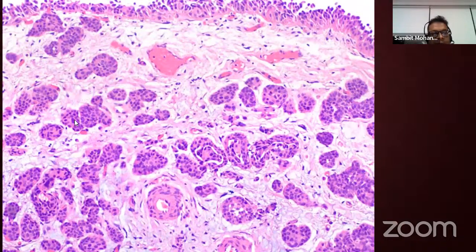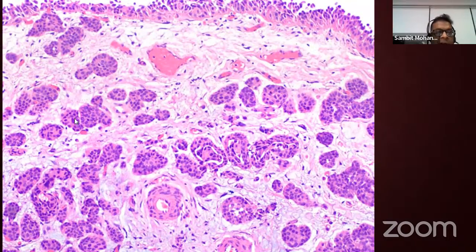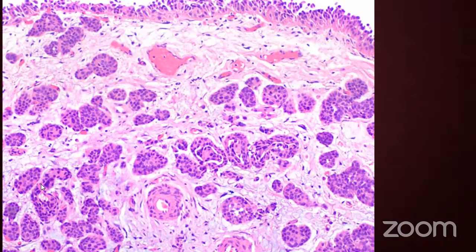And just give attention to this area, this area. There are two things happening here. What are these cells? This bigger cell, which has a very big nucleus, this cell also. So it's a nested subtype of urothelial carcinoma, yes, along with carcinoma in situ. Okay.